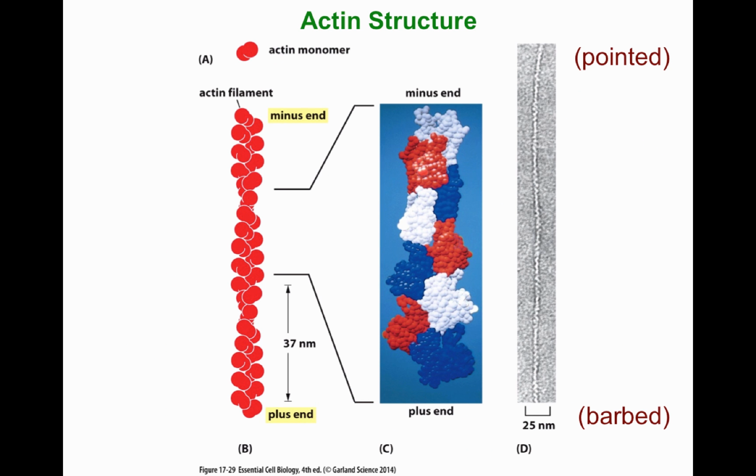The actin filament is made of independent monomers, the actin monomers. And the actin monomers are arranged together in a helical structure. This helical structure has a plus end, and it also has a minus end. We also call the minus end the pointed end and the plus end the barbed end. So as you can notice, the actin filament is a very long, strong structure.